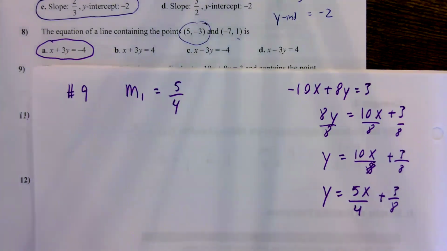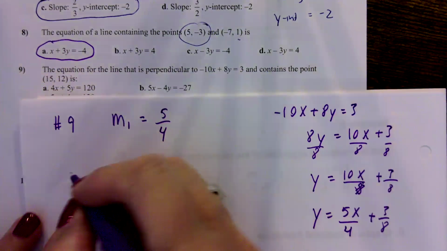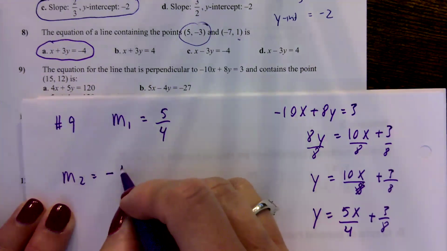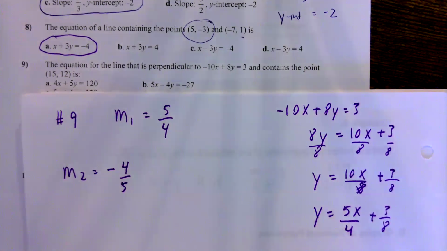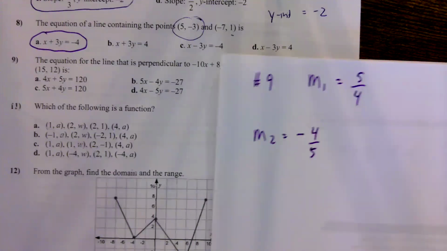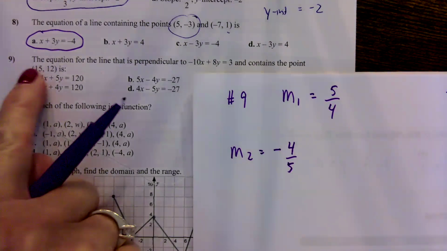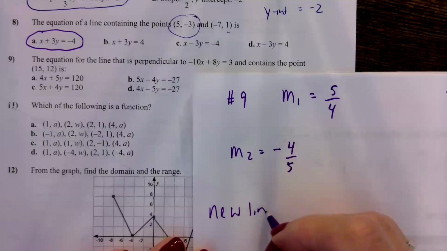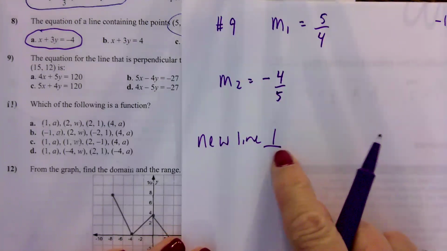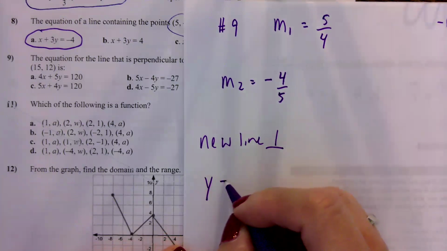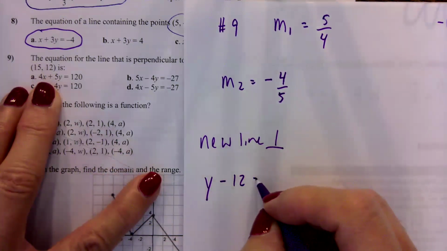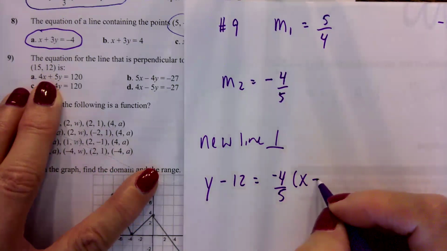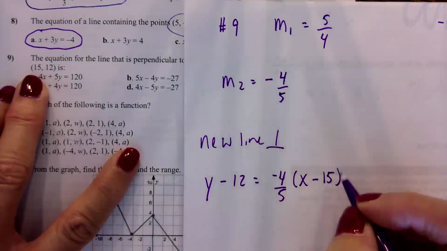Okay. So that means my new slope, M2, is the opposite sign, so it's negative, and then the reciprocal, so 4 over 5. And goes through this new point. So my new line, perpendicular, right, is going to be y minus the 12 from the new point, and then my slope is a negative 4/5 times x minus the 15 from the new point.